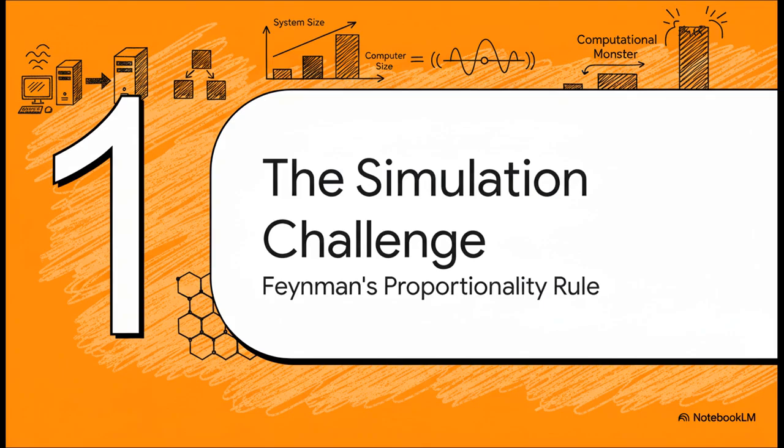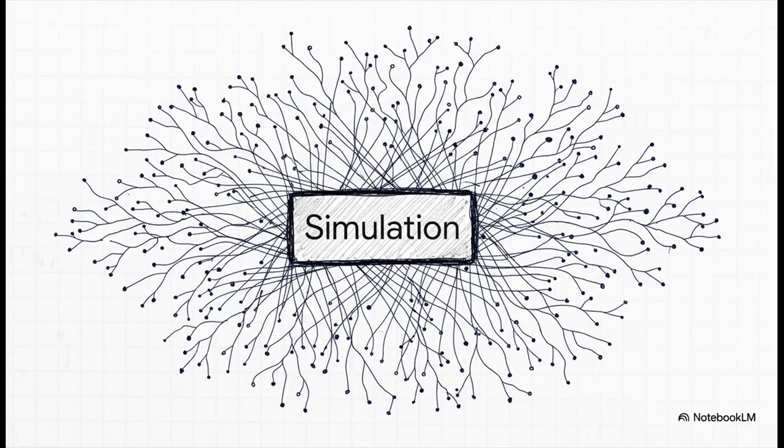Okay, so to keep things fair, Feynman laid down one crucial rule. If you want to simulate a space that's twice as big, your computer should only need to be about twice as big. It can't suddenly need to be a billion times bigger. He was looking for an efficient, scalable solution, not some computational monster that would literally collapse under its own weight.